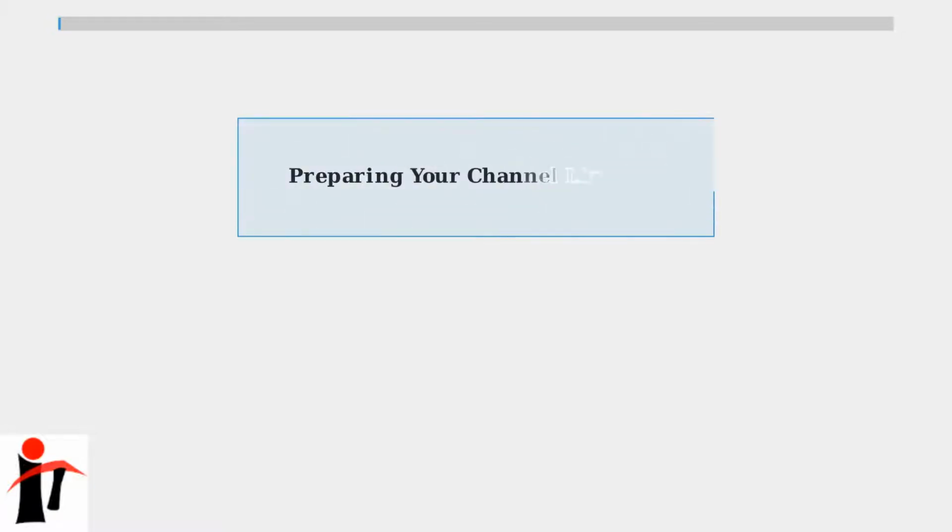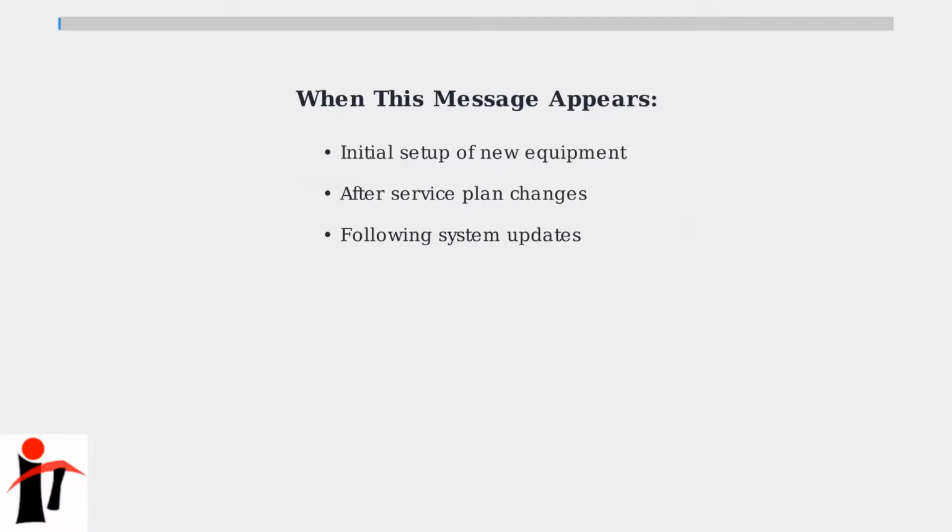When you see the Preparing Your Channel Lineup message on your Xfinity box, it means your device is working to download and organize your available channels. This is a normal process, but sometimes it can get stuck. This message typically appears in three main situations: during initial setup of a new box, after making changes to your service plan, or following system updates from Comcast.